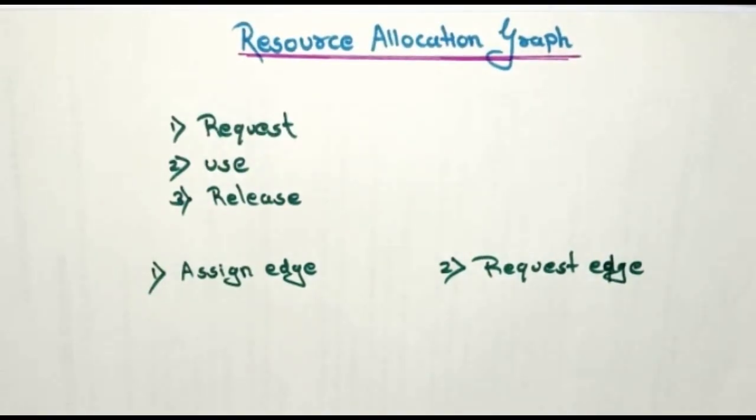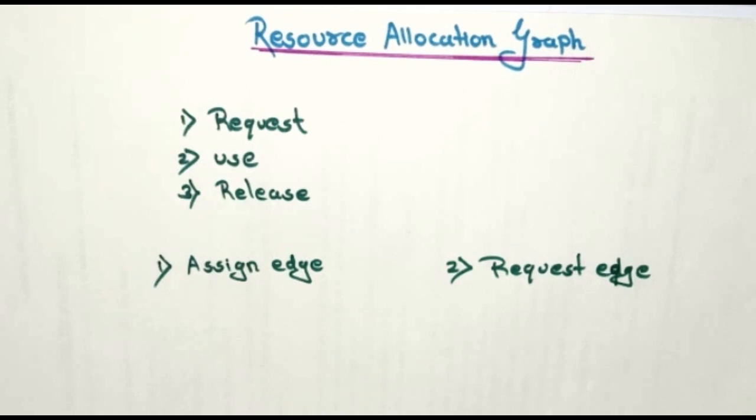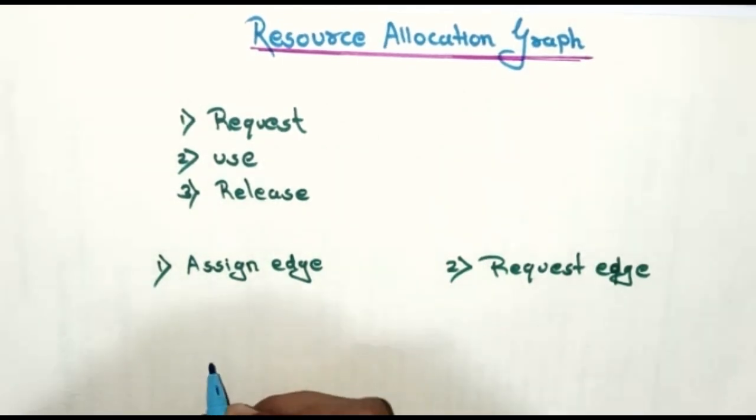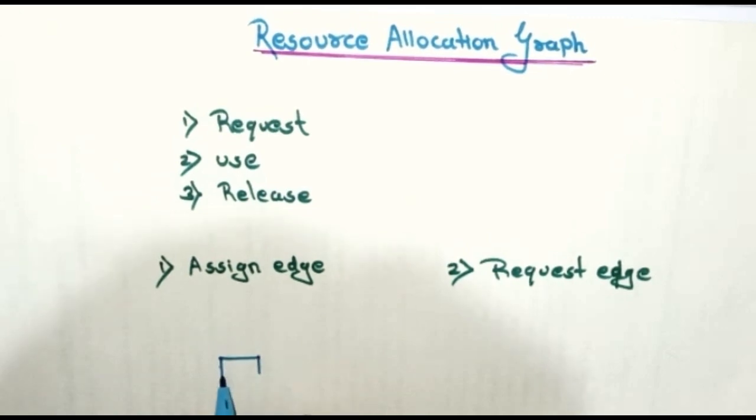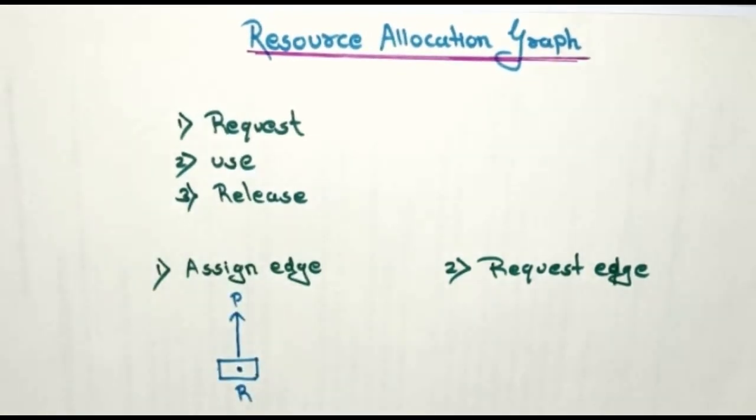Okay, so here we have a resource and a process. The edge starts from the resource and moves towards the process. Here the resource is connected with the process. If there is an edge moving towards the process, it means that the resource is assigned to the process. R indicates the resources and P indicates the process.